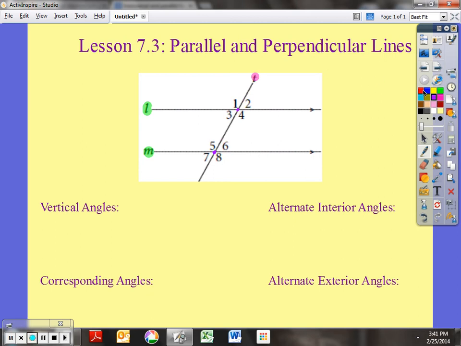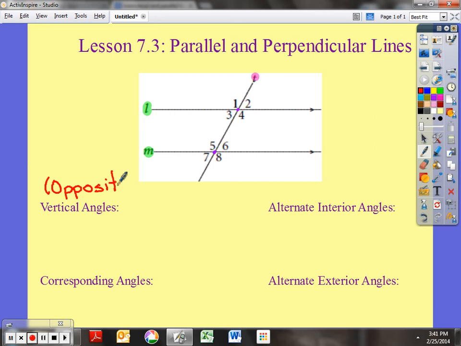Now we have some terms here. We have vertical angles. We have corresponding angles. We have alternate interior angles, alternate exterior angles. A lot of terminology. Looking at vertical angles. Vertical angles share the same vertex, but they do not share a side. They are opposite each other. So everything of vertical, I think of opposite. They're always going to be opposite each other.